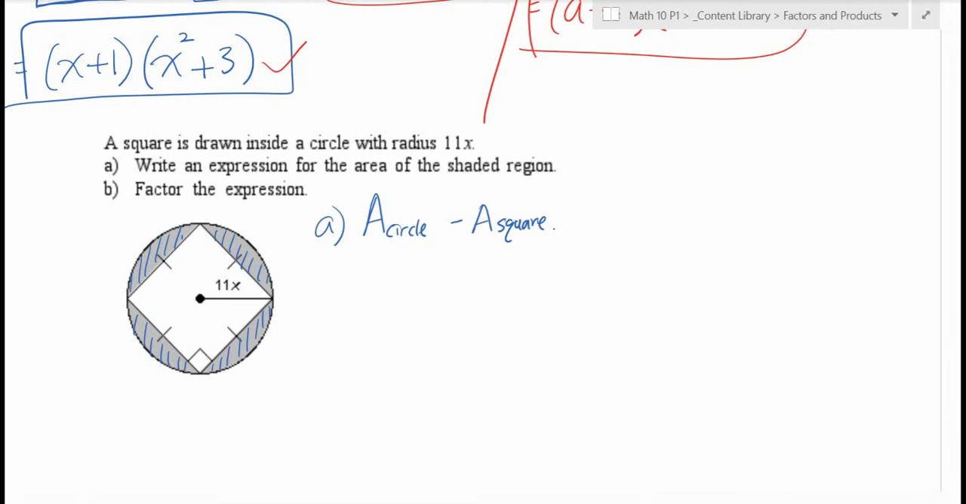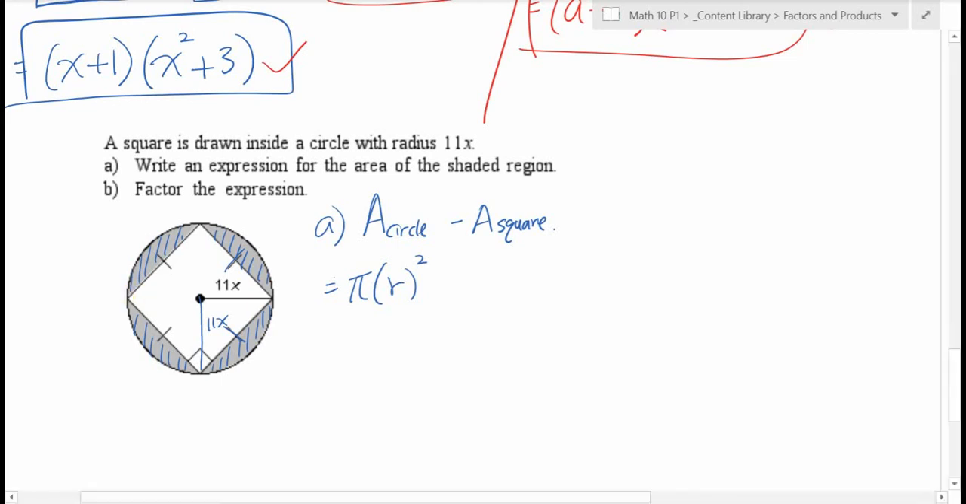Now, how do we find the area of the circle? If you recall, the area of the circle is simply pi times radius squared. And the area of the square is going to be the length times the width, and they are the same in this case. However, unfortunately, we do not know what they are. We could find them out by using the Pythagorean theorem, because if I just draw this line right here, this would also be 11x, right? Because that's the radius as well. However, I am not going to do that.